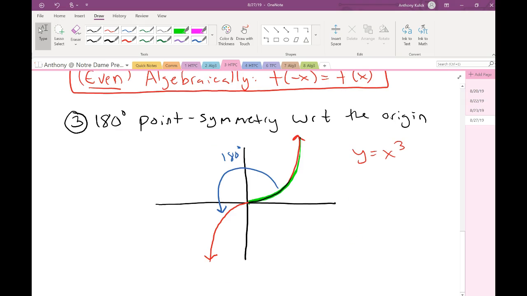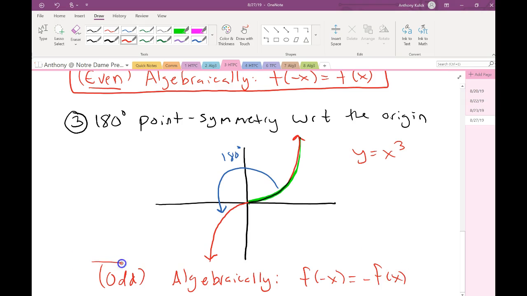And for the third type, we have a special name for this. We call it an odd function. And algebraically, we have f of negative x equals negative f of x. That's our check there.